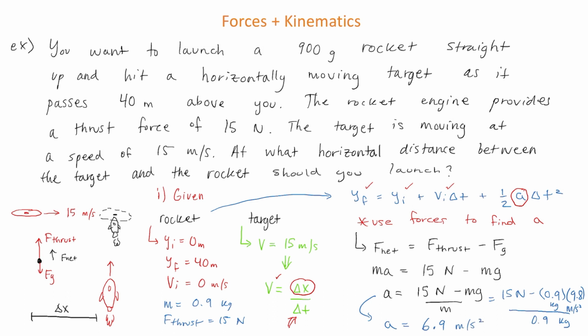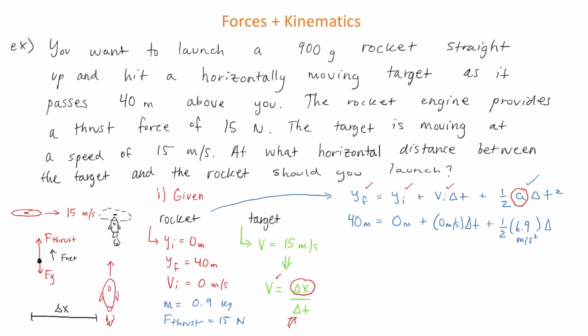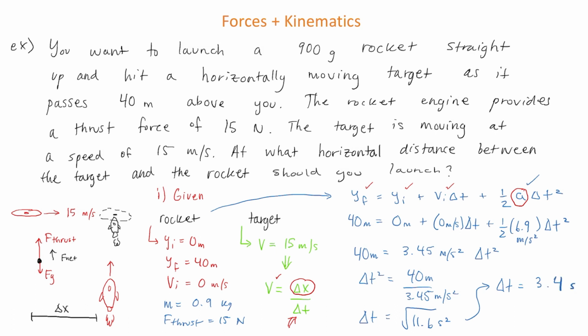And now that we have the rocket's acceleration, we have everything we need to use our kinematic equation to solve for delta t. So all I need to do is plug in my values and then rearrange to isolate for delta t. And when we do that, we see that delta t is equal to about 3.4 seconds.